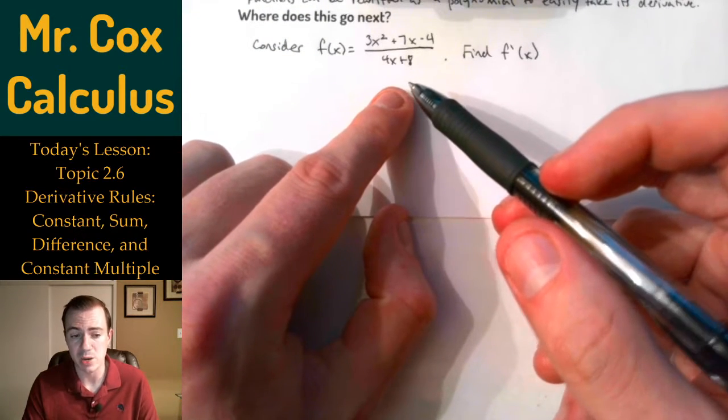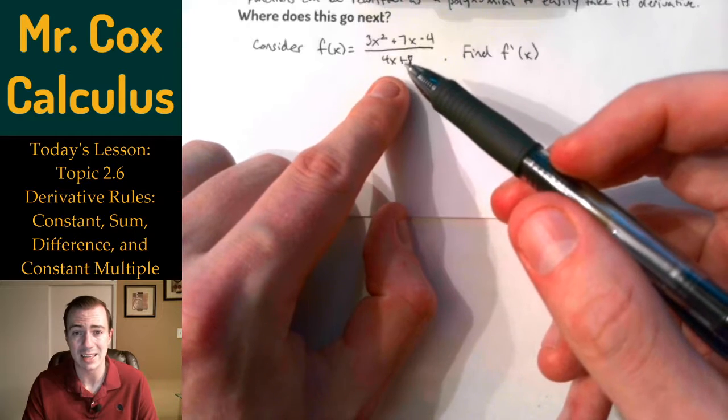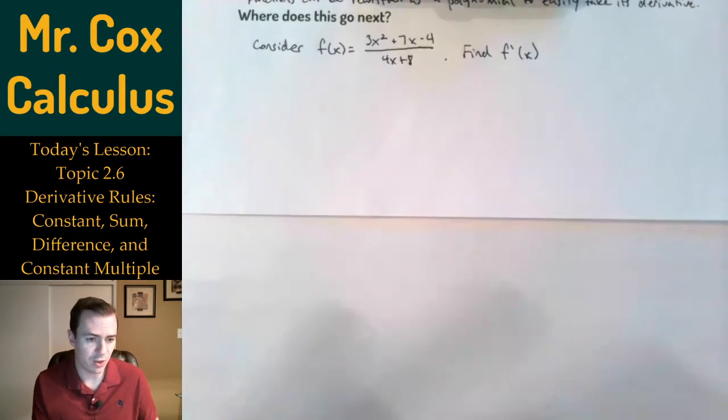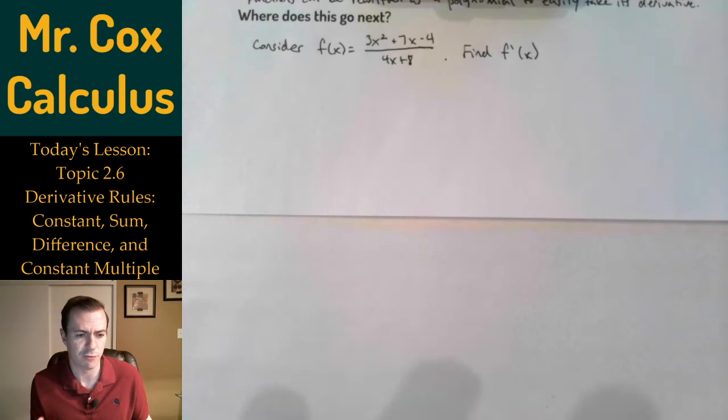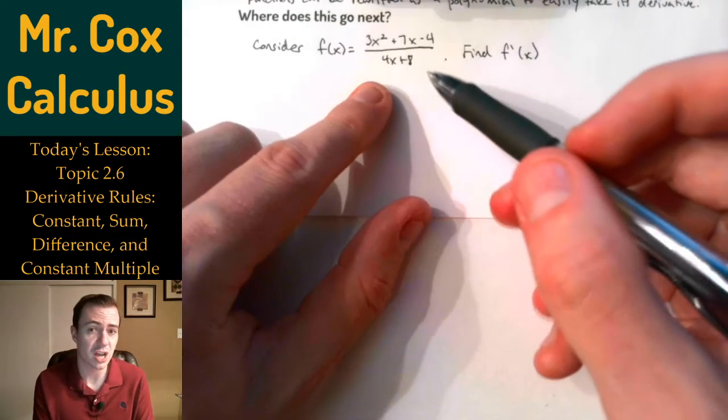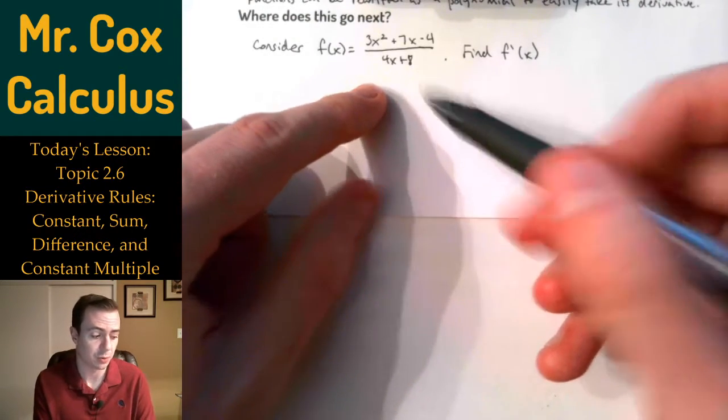Now I've got a binomial in the denominator, so I can't simply split this up. Or if I tried to, everything would have to still be over 4x plus 8. So like 3x squared over 4x plus 8 plus 7x over 4x plus 8. And it doesn't really get me in a position where I can then express it in terms of a polynomial, everything in terms of x's. So right now, we're stuck on not being able to take this derivative.